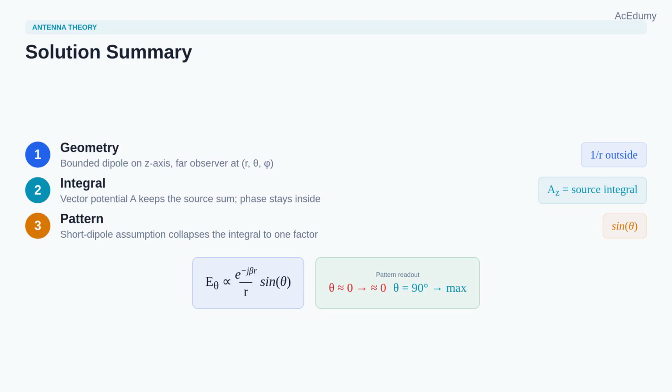So the short dipole far field can be read in 3 layers. 1 over r gives the geometric spreading. e to the minus jkr gives the propagation phase. And sine theta gives the directional strength that turns the dipole into a pattern rather than a uniform radiator.